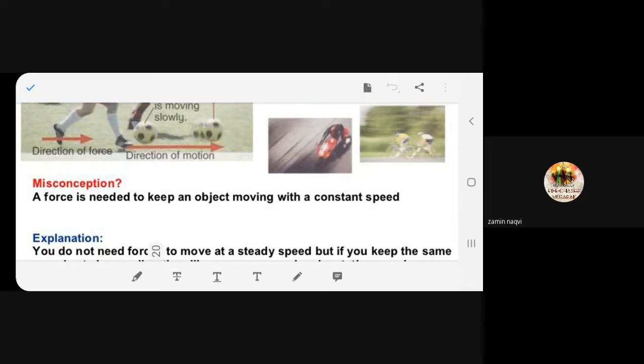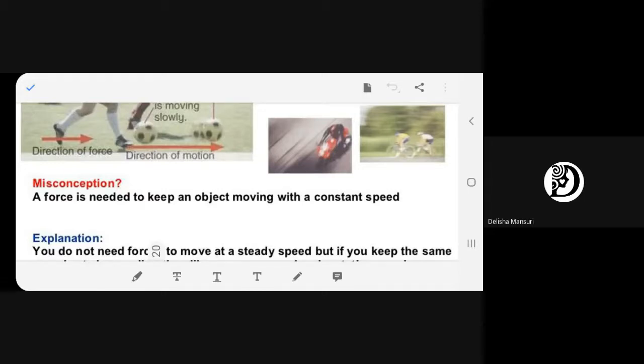What is misconception? Just a moment, beta. As soon as I finish with the explanation, you have to start reading. Okay, ma'am. Understand that? Okay, thank you.